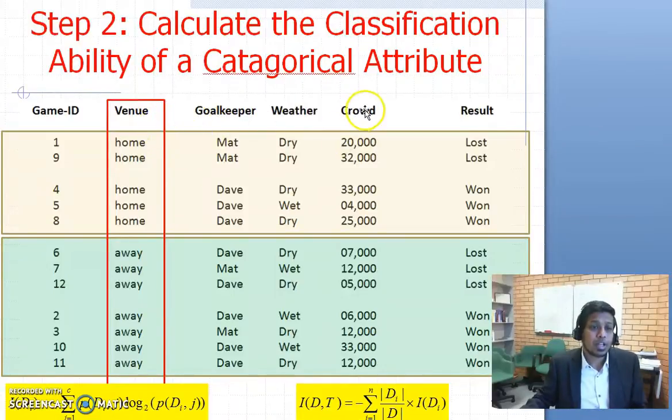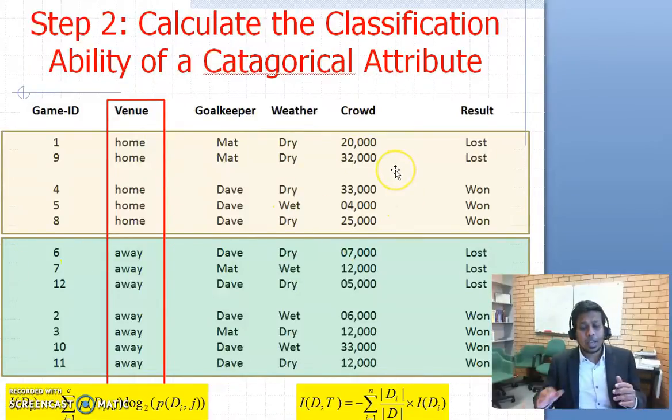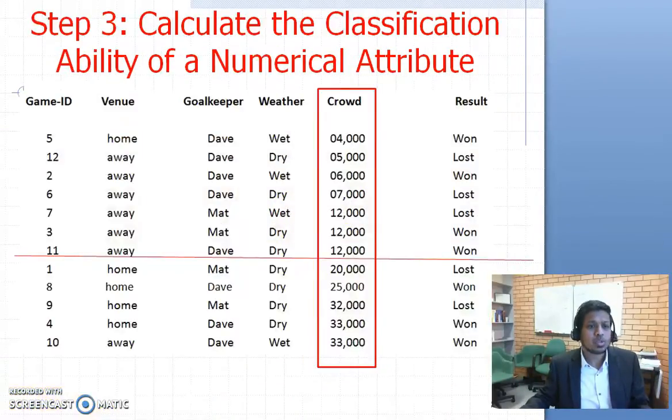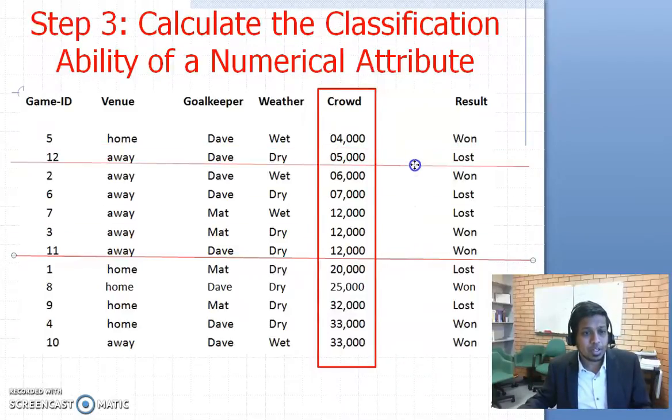But for example, if the attribute was numerical like crowd, then how do you divide it into 2 or 3 different data sets, because there are no categories in a numerical attribute? In that case, for dividing the data sets into different segments, decision tree algorithms generally divide them into 2 segments. So it uses a splitting point kind of thing.